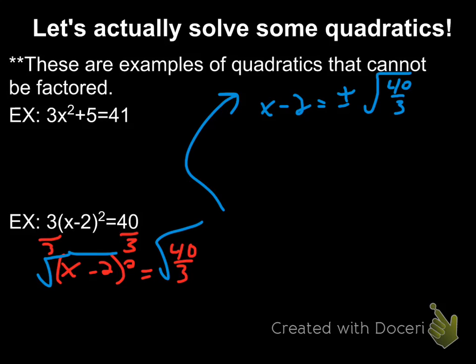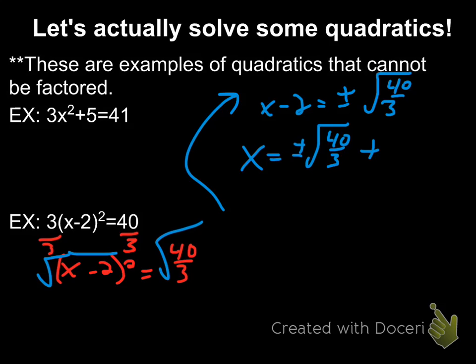Okay. Oops, where'd my 3 go? Can you not see my 3? There. 40 over 3. I'm going to add 2 to both sides. X equals plus or minus the square root of 40 over 3 plus 2.